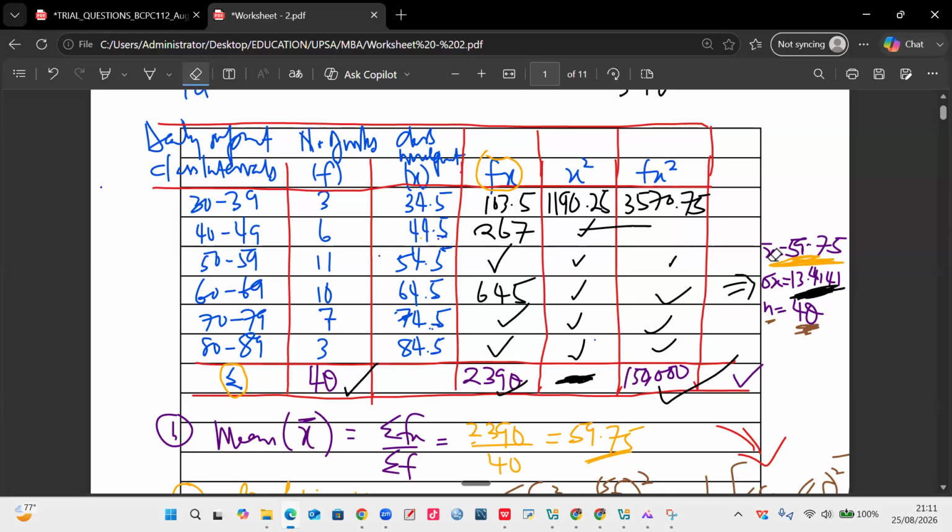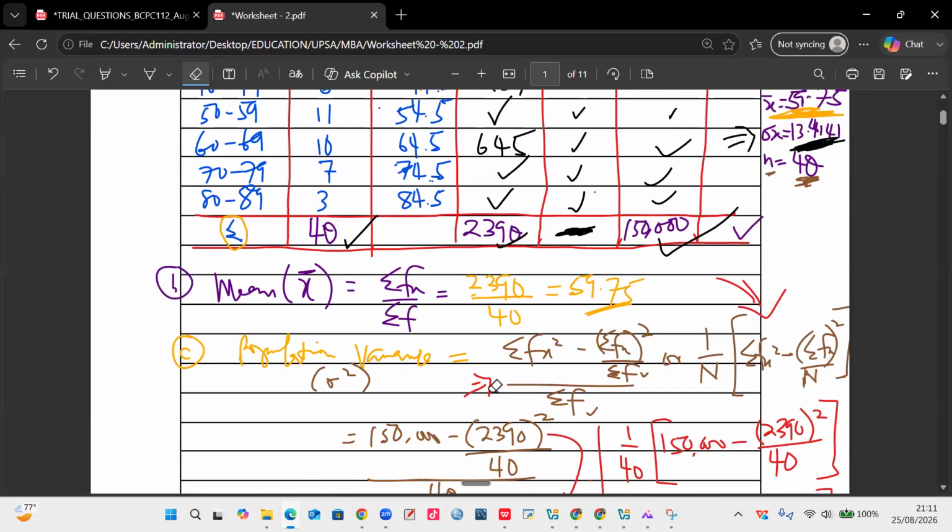And I'm saying, since you've used the calculator to get the shortcut values, when you finish the fx squared, don't add the individual figures to get the 150,000. fx, don't add individual figures to get the 2390. Are we good?